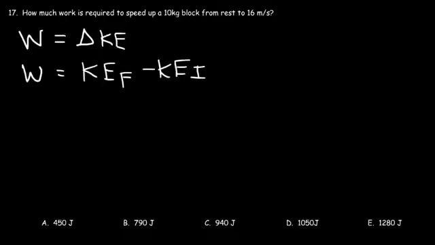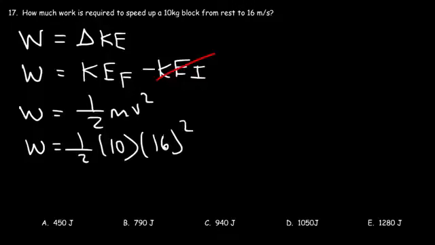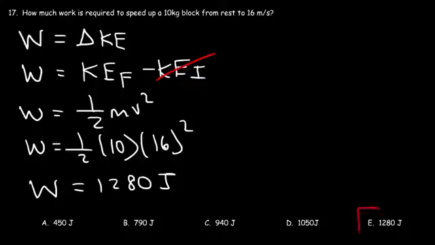Now the object, or the block, was initially at rest, so the initial kinetic energy is 0. So the work is simply equal to the final kinetic energy, which is 1/2 mv squared. So it's 1/2 times a mass of 10 multiplied by a final speed of 16 meters per second squared. Half of 10 is 5, and 5 times 16 squared is 1280 joules. So therefore E is the right answer.